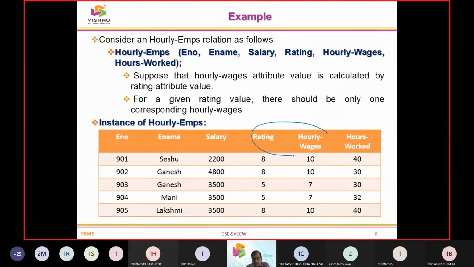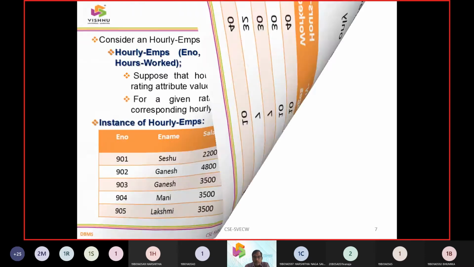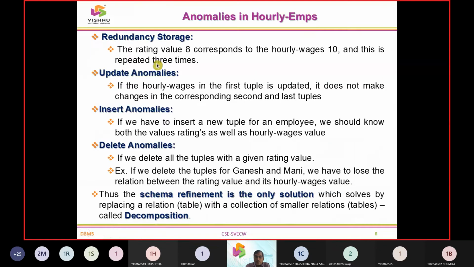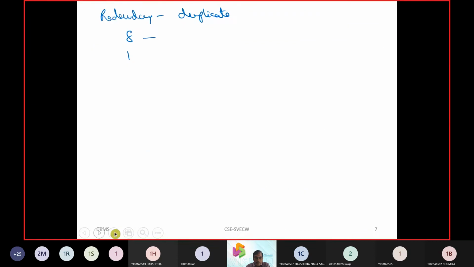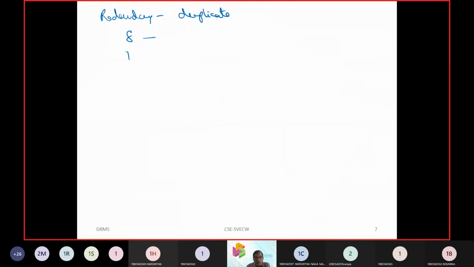We were mentioning rating and wages are interrelated. Rating and wages are interrelated. Now 8, 5, we have like this, right? One was 8, another was 5. So now 8 and 5 are related to rating.